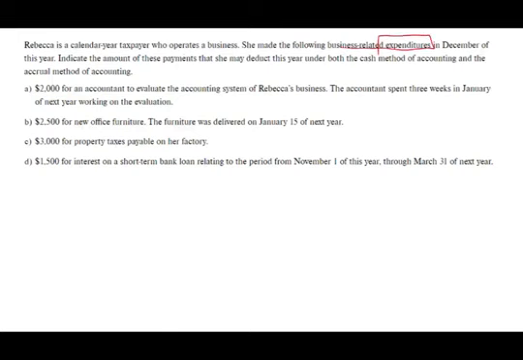So we're looking at expenditure in December this year. Indicate the amount of these payments that she may deduct this year under both the cash and the accrual methods. So let's go ahead, cash and accrual. Starting with the first, A.